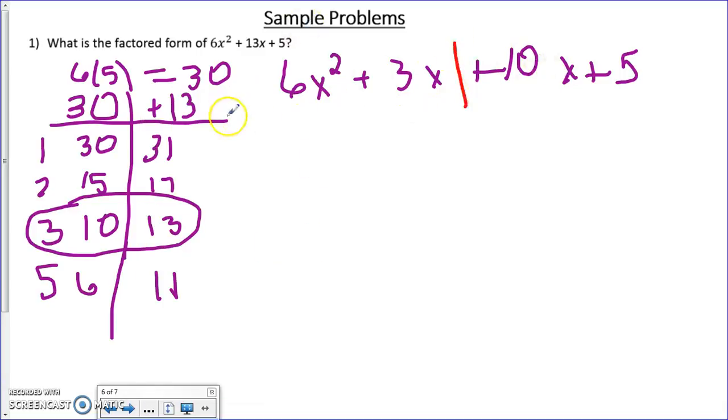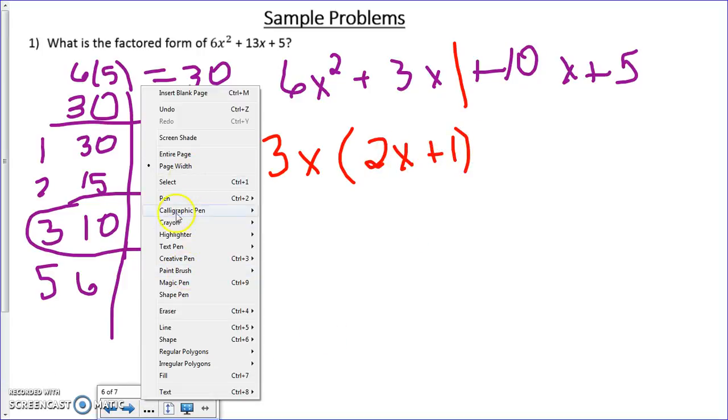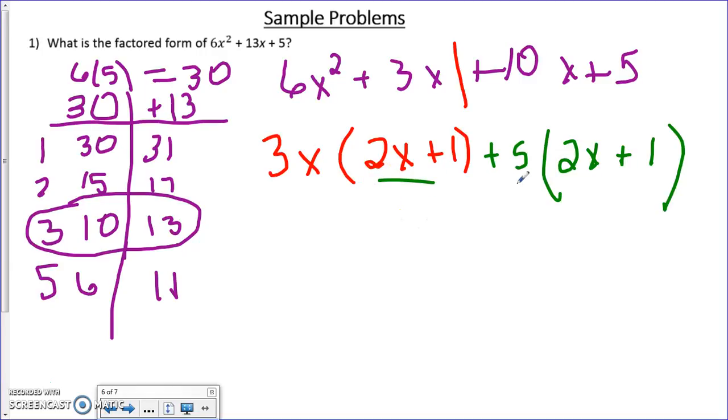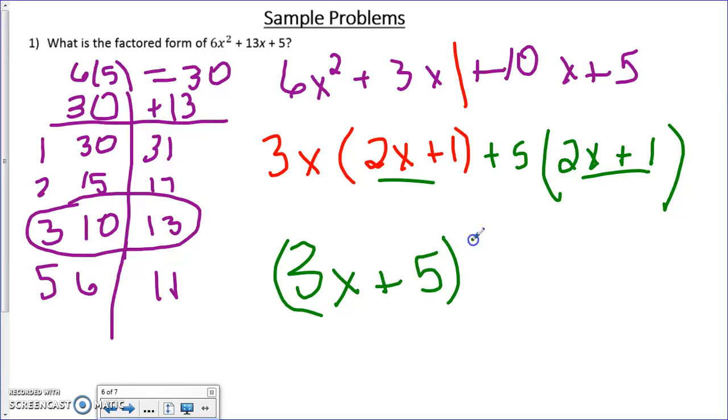Now I'm going to factor out this one. So 6x squared plus 3x, the GCF is 3x. Factor that out, I'm left with 2x plus 1. Then I look at the other set. 10x plus 5, the GCF is positive 5. When I factor that out, I'm left with 2x plus 1. At this point, make sure that the terms in the parentheses are identical. If they are, go to your final answer. The final answer is going to be 3x plus 5 times 2x plus 1.